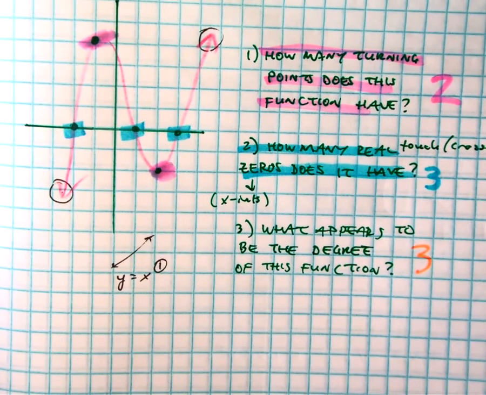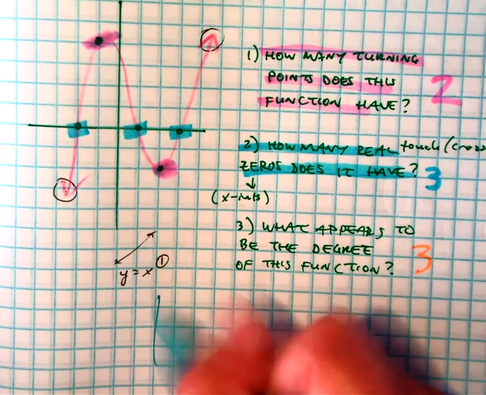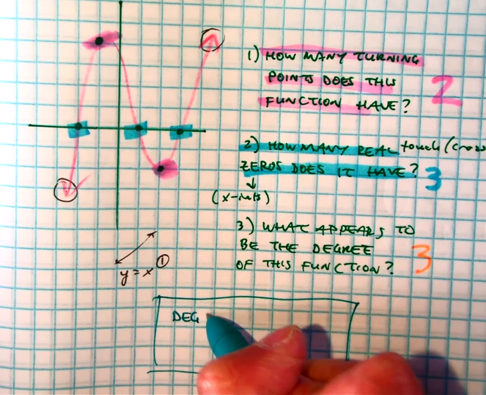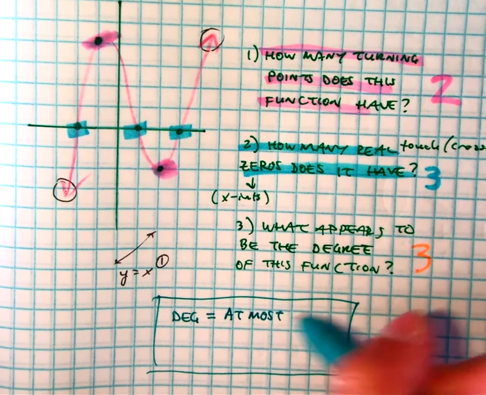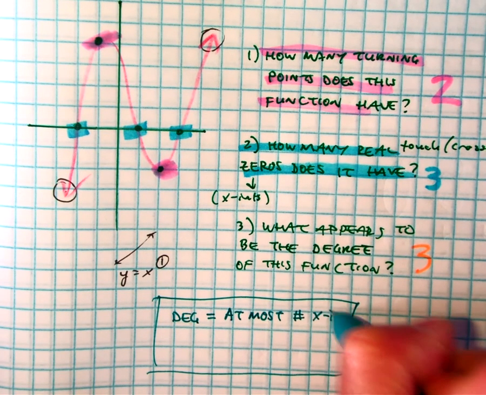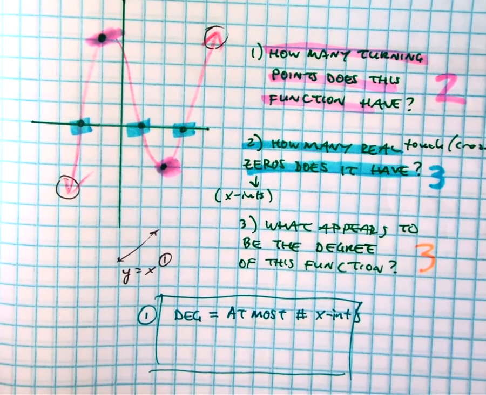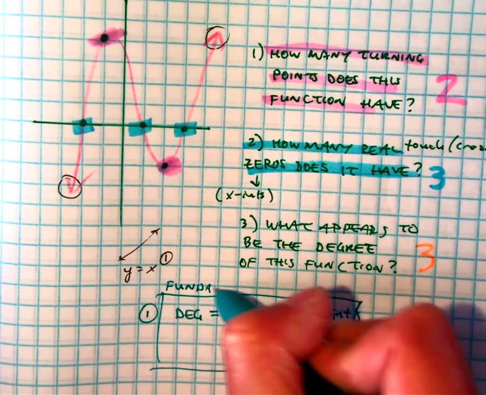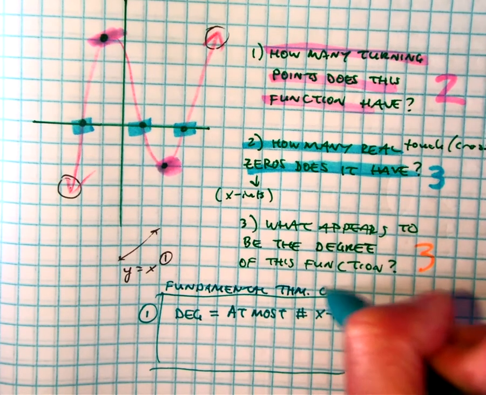So to review, the degree of our function is equal to the, at most, maximum number of x-intercepts. They call this fancy word the fundamental theorem of algebra.